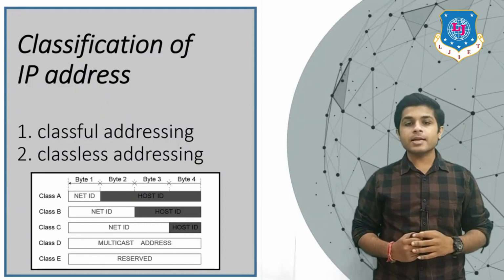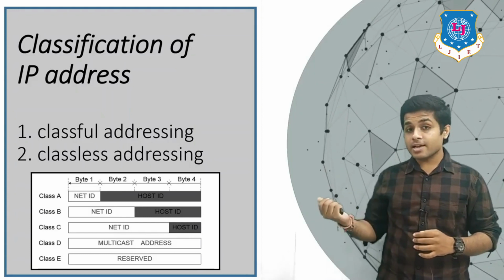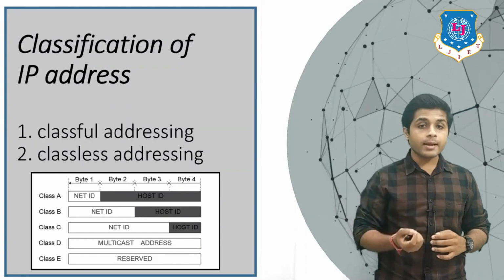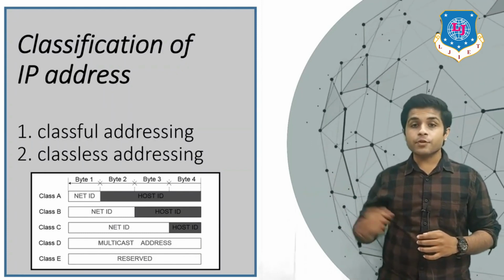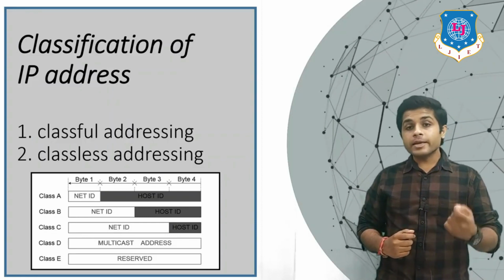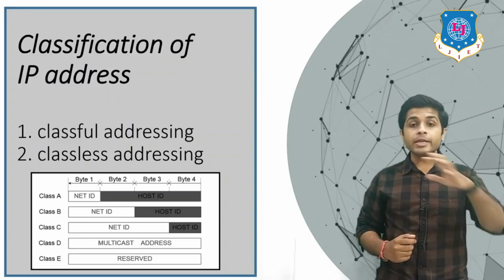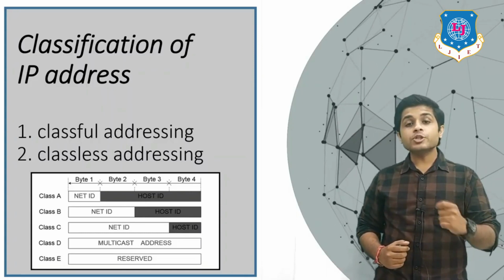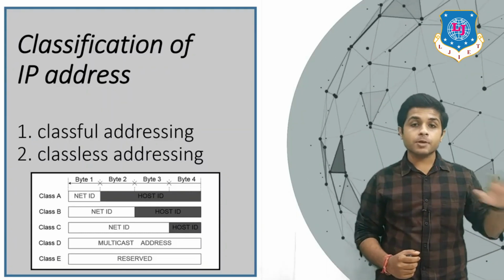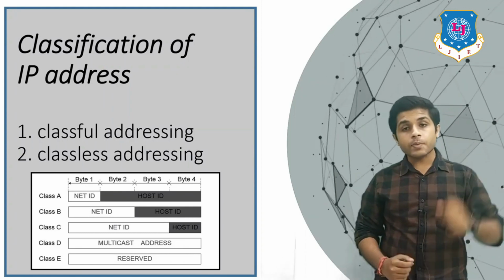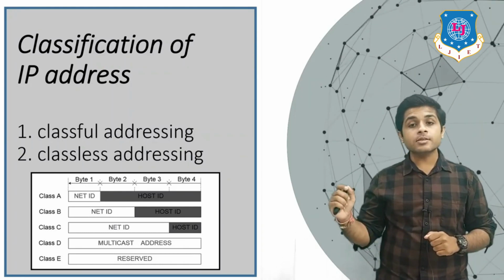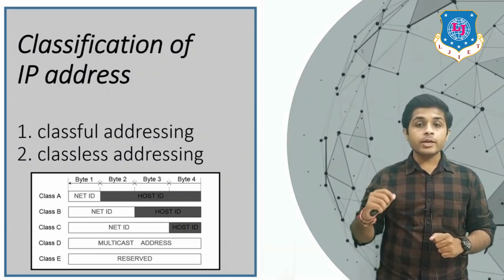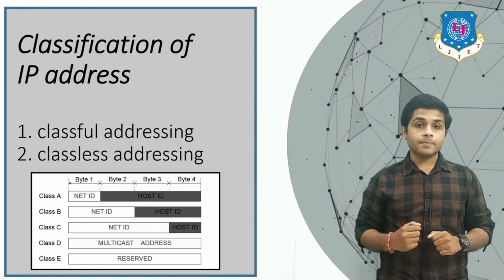If we talk about class B, the first 2 bytes, meaning 16 bits, are for network ID and the other 16 bits are for host ID. From the network ID, you will know how many individual networks are possible. So in class B, 2 raised to 16 individual networks are possible, and in one network, 2 raised to 16 hosts are possible. It means in one network, you can allocate 2 raised to 16 devices.